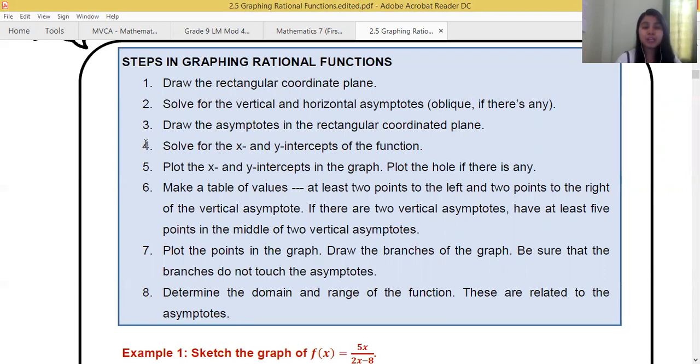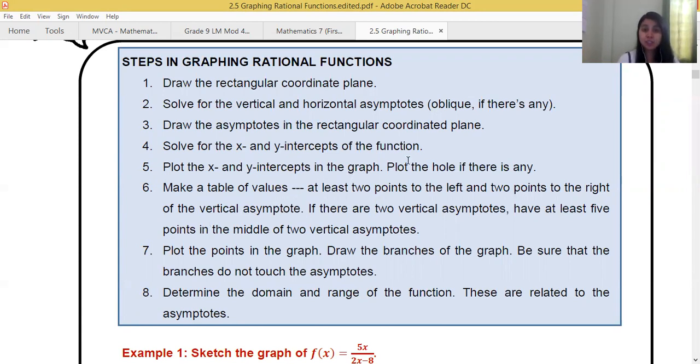Number 4, solve for the x and y intercepts of the function. Number 5, plot the x and y intercepts in the graph, or a hole if there is any. And 6, make a table of values. Where do we base it? We base it on the vertical asymptote.